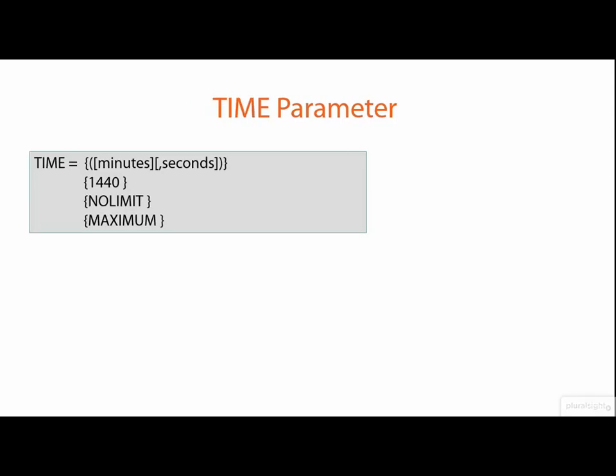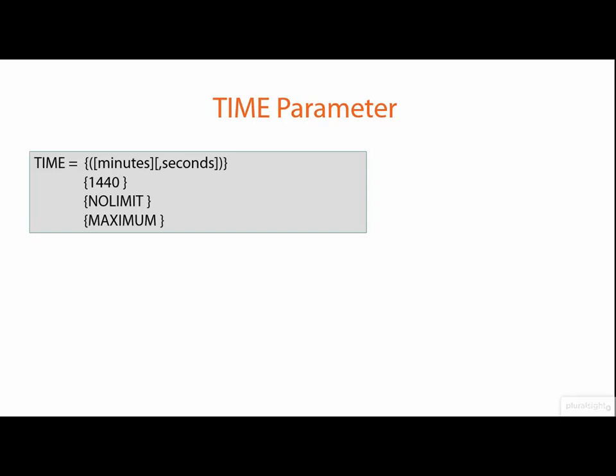The time parameter represents the time in CPU usage. So in other words, this is not wall clock time or elapsed time. This is the amount of time that you are actually using the processor. And you can see it can be specified in minutes or seconds. And we can also specify 1440 or no limit or the maximum, which would all represent the elimination of timing or setting maximum values for CPU usage.